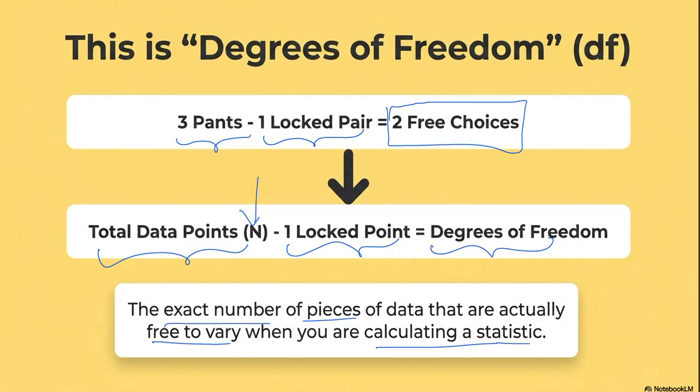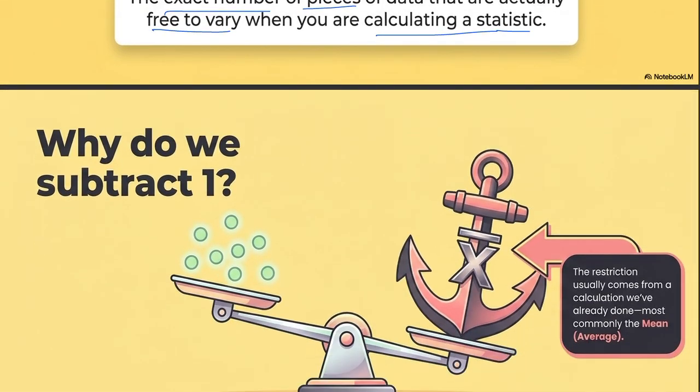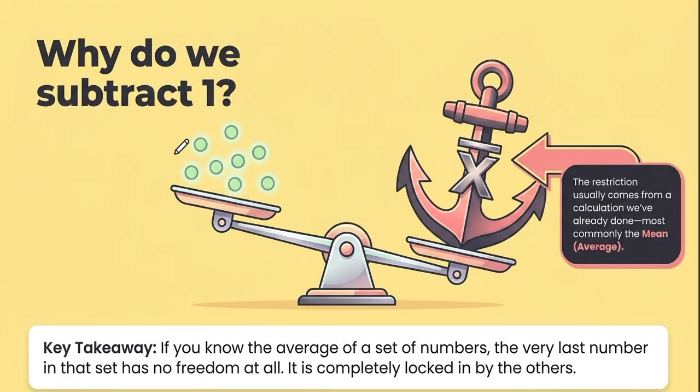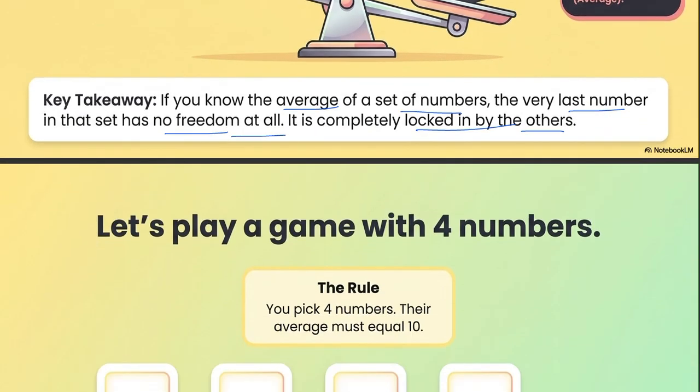Let's look at one more example to understand better. So the one thing is, why do we subtract 1? Okay, so this restriction usually comes from a calculation we have already done, most commonly when we find the average. So for example, if you know the average of a set of numbers, the very last number in the set has no freedom at all. It is completely locked in by the other numbers. Look at the example.